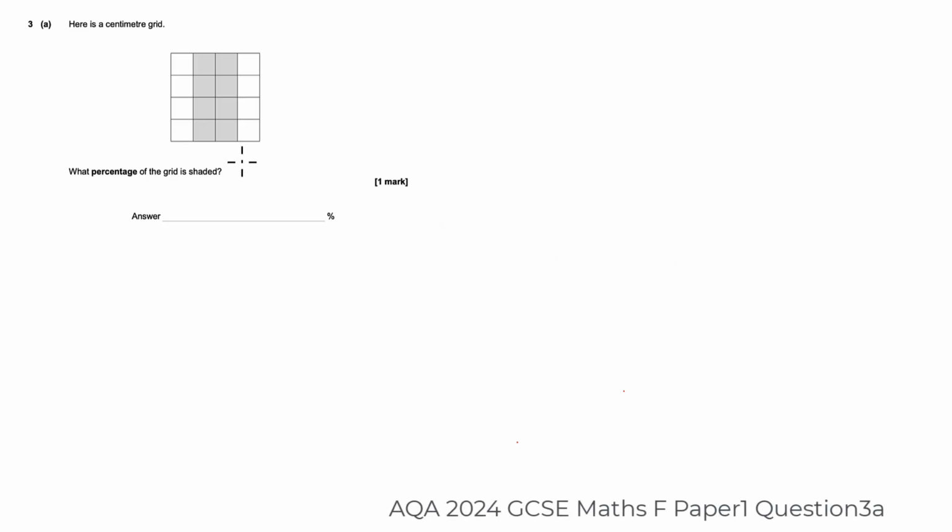Well, here's question 3. And in part A, we're shown a centimetre grid. And it asks us what percentage of this grid is shaded. Now, looking at this, you can see that the same number of squares is shaded as are not shaded. So we've basically got half of the squares being shaded, half of them not being shaded. So 1/2 is shaded.